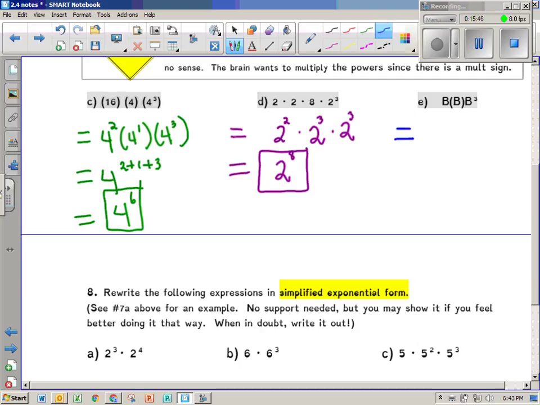Part E is actually one of the easier ones. Imagine this all written out in expanded form. I'm going to write it this time. There's the first one. B times another B, and B to the third, I'll write this one in a different color, is B times B times B. So if you look at all this together, you notice that you have 1, 2, 3, 4, 5 B's. So you have B to the 5th.